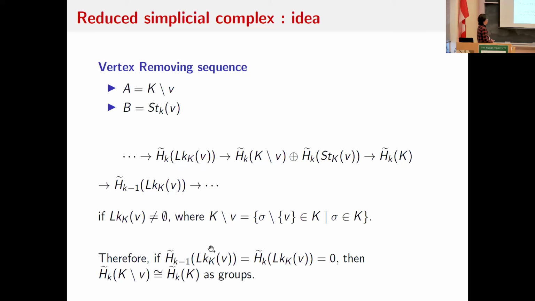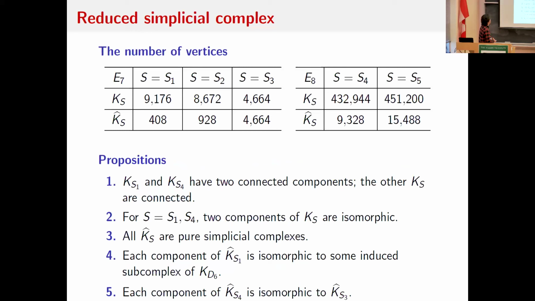Okay? So if the homology of the link of V in K is trivial, then we can omit this vertex while preserving the homology. By using this sequence, we can obtain this reduced simplicial complex from the KS. As shown, the number of vertices is dramatically decreased.